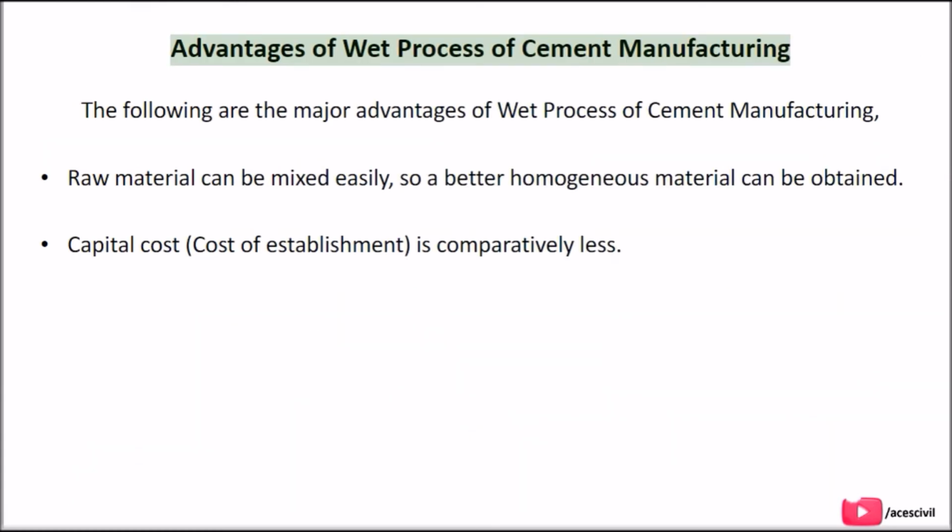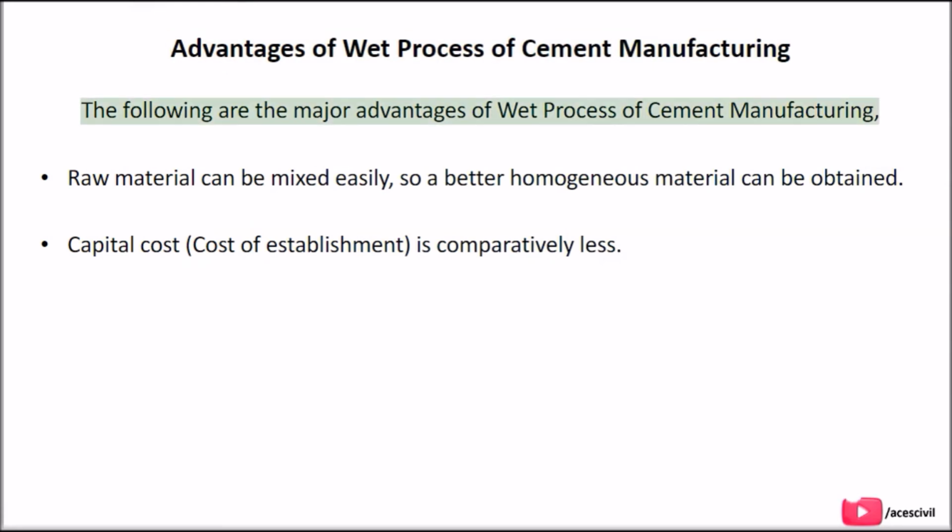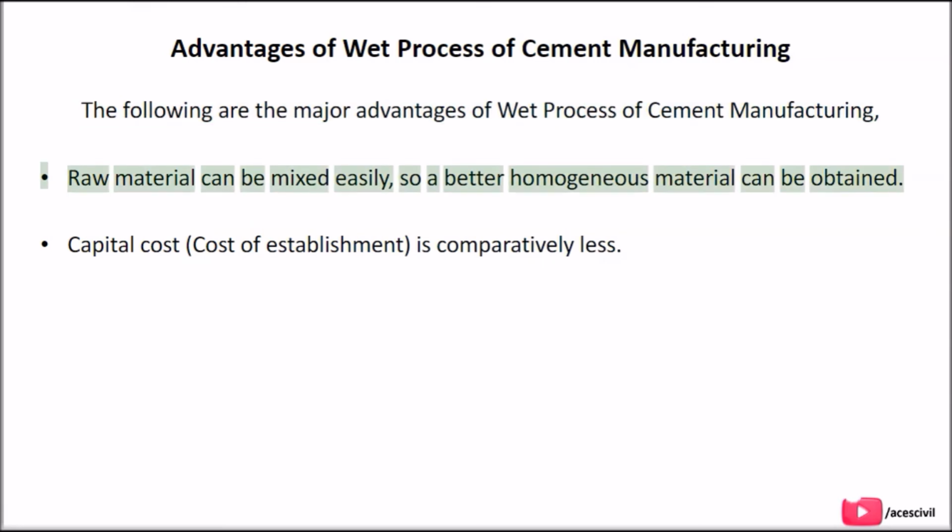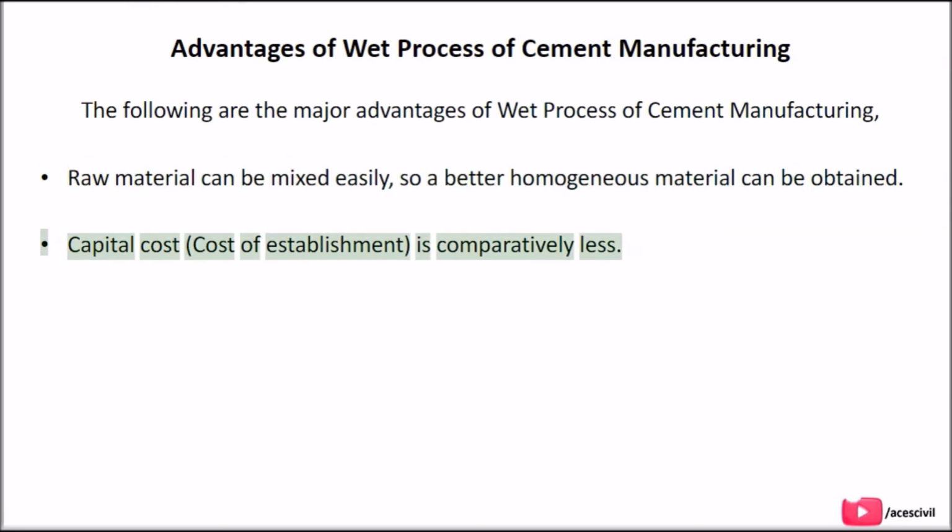Advantages of wet process of cement manufacturing. The following are the major advantages of the wet process of cement manufacturing. Raw material can be mixed easily, so a better homogeneous material can be obtained. Capital cost, the cost of establishment, is comparatively less.